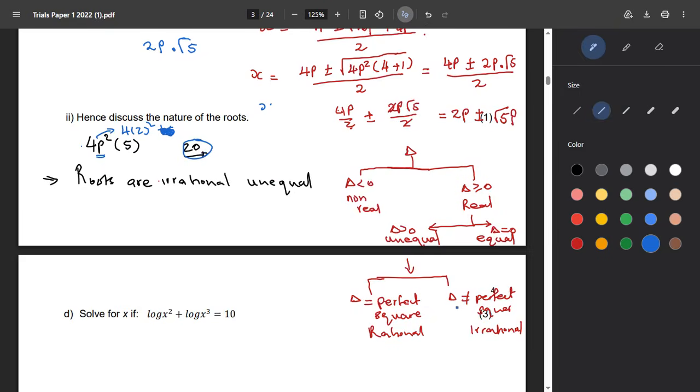That's not a perfect square, so it's going to be irrational. Then you move up, it's going to be unequal. So the roots are irrational and unequal. Then you're done. That is where the answer is coming from. And that's it for this one. Let's move to the next question without wasting any time.